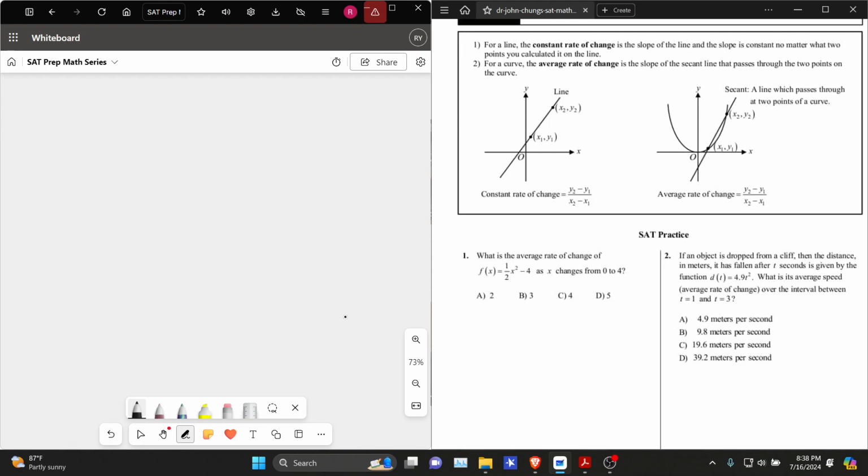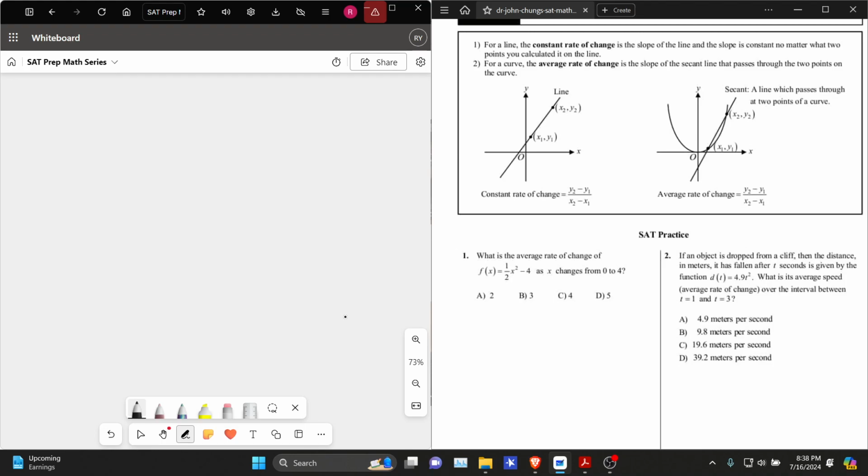Hi, this is video 2 of Math SAT Prep, and today we'll be talking about rate of change. For a line, the constant rate of change is the slope of the line, and the slope is constant no matter what 2 points you calculate it on the line.